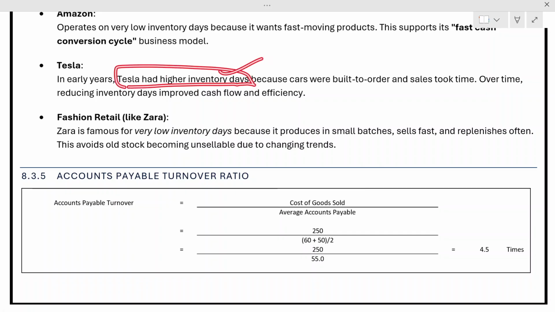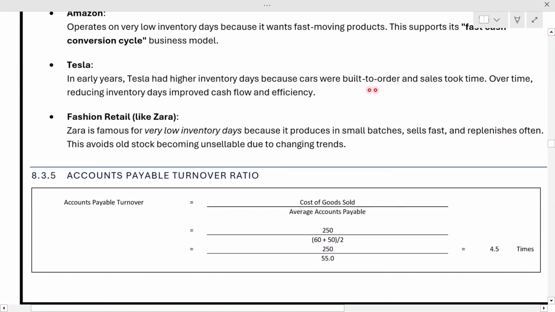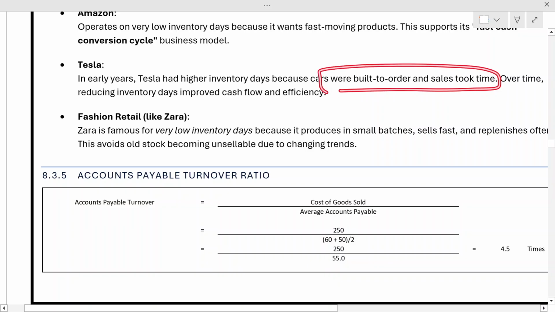If we see the example of Tesla, in earlier years Tesla had very high inventory days. When it started, there were very high inventory days. Why? Because the cars were built to order and sales were taking too much time. Over time, they have reduced the inventory days and improved the cash flow for their business.